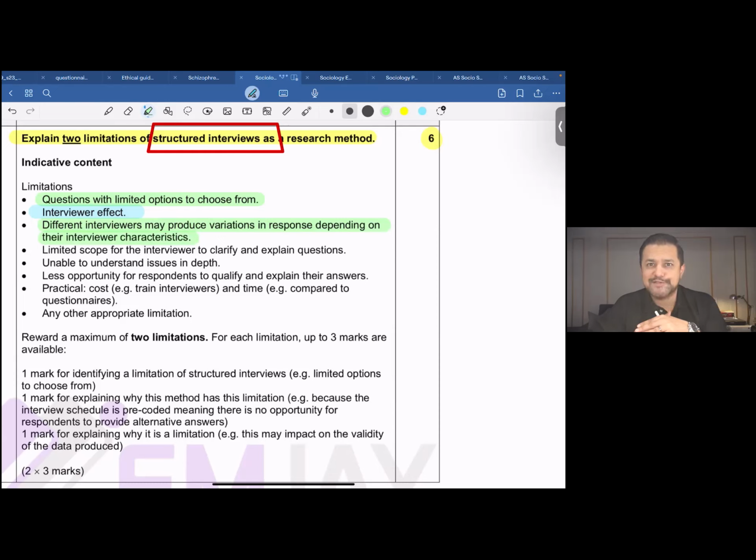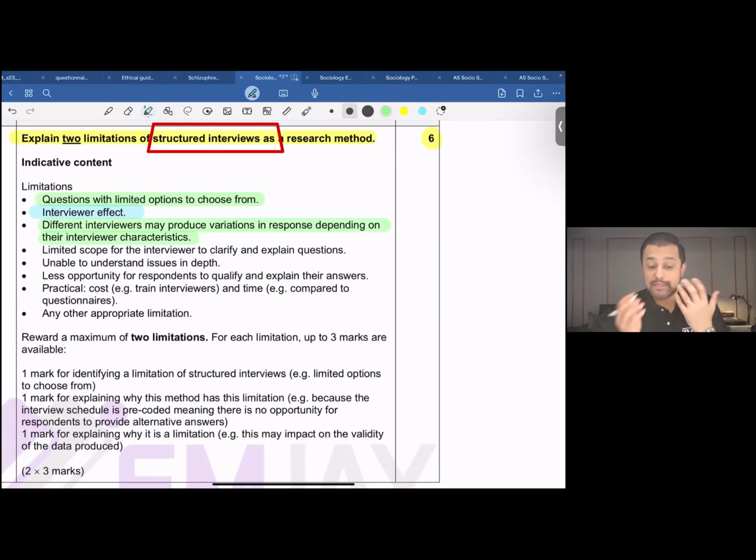Let's go easy on ourselves. Let's just say there are 10 people that need to be interviewed, and there are two interviewers that would be conducting these interviews. Interviewer number one is a male, interviewer number two is a female, right? Being a male or female is just one characteristic. There are many other characteristics of the interviewer that could affect the responses of the interviewee.